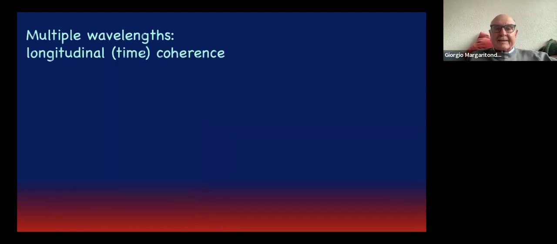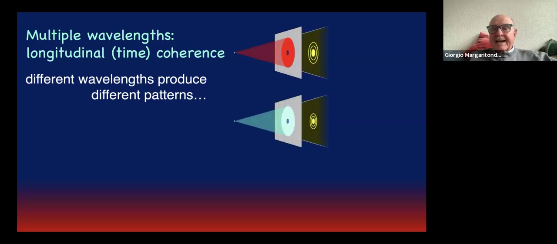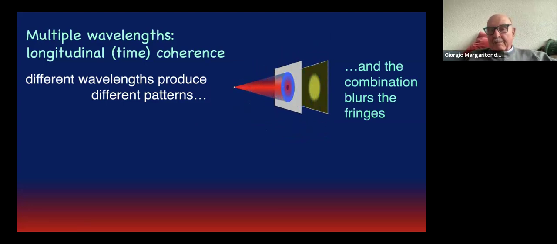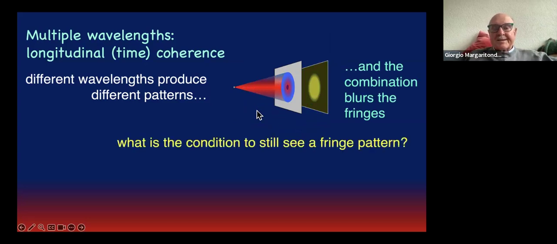Let me start from the time coherence. Now, suppose that we are looking at the two diffraction patterns that are produced by two different wavelengths. Now, let's combine them together, and you could get a blob. So you can get something which has no diffraction pattern visible anymore, and so there is no coherence anymore. The question then is, what is the condition to still see a fringe?